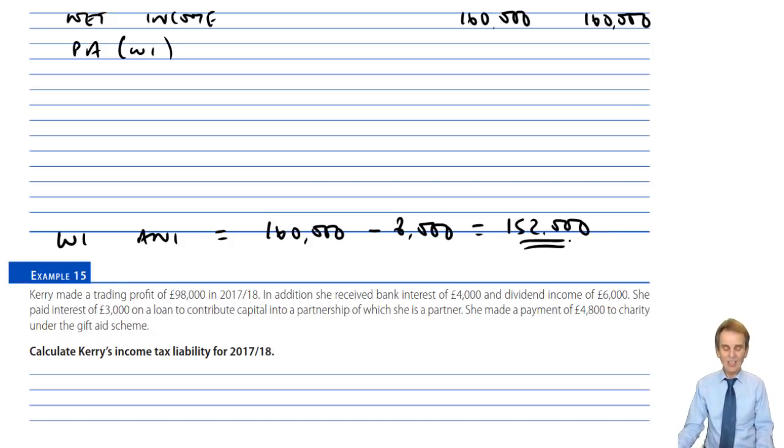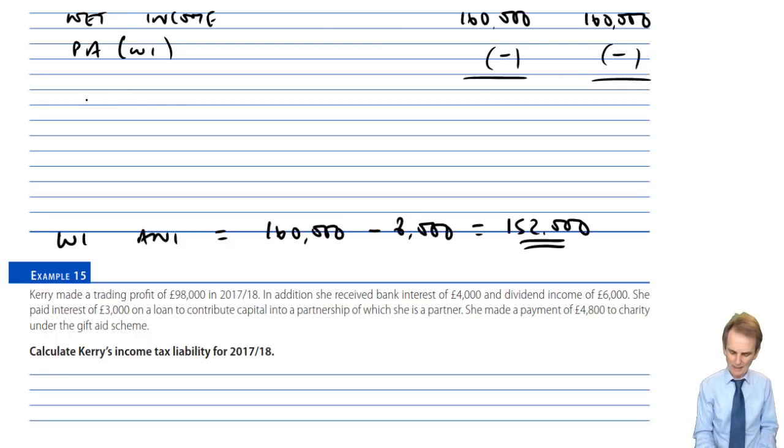Reason being, that is clearly in excess of £123,000, the number that we saw and used extensively back in section 3 during this chapter. So all we need to note there is that as adjusted net income exceeds £123,000, there is no personal allowance available. So nothing to deduct there. So net income and taxable income are one and the same, the £160,000.